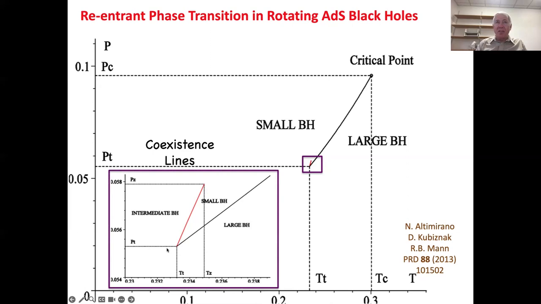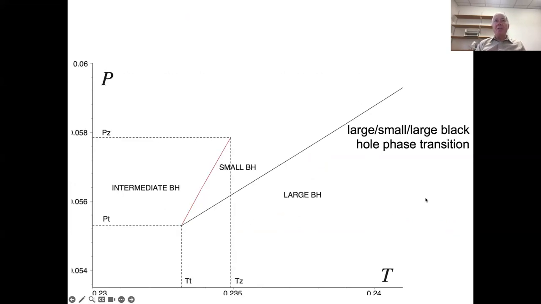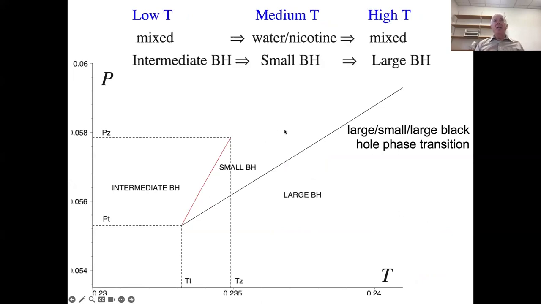I put it in red so you can see the difference. And what we discovered is that you could go from large to small as the temperature was cooled at a constant pressure. Within this region of pressures, fix the pressure, start with a big black hole, cool the environment, it will suddenly become small, but if cooled further, it will become big again. Now, not quite as big as the original, but this is big to small to big. And this is a re-entrant phase transition. Just the way that you go from mixed to separate to mixed, you can go from big to small to big as the temperature increases.